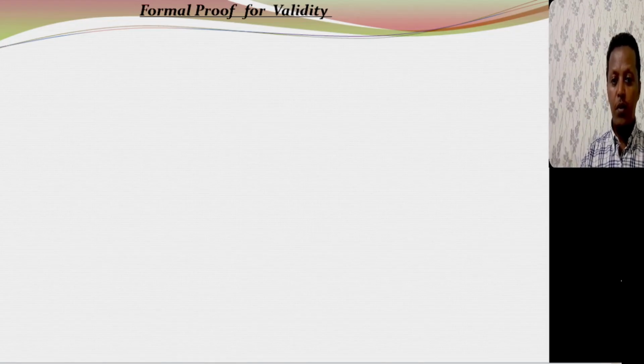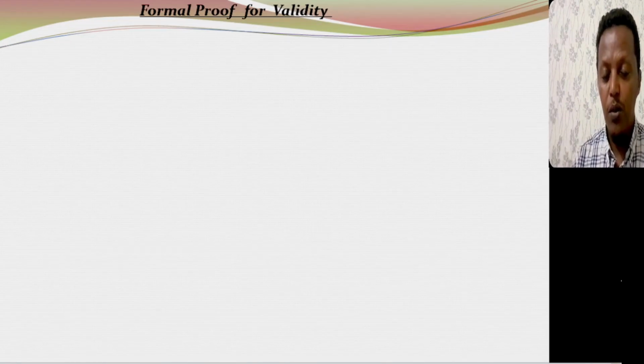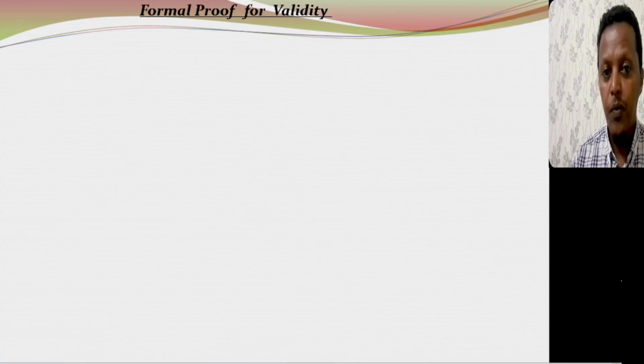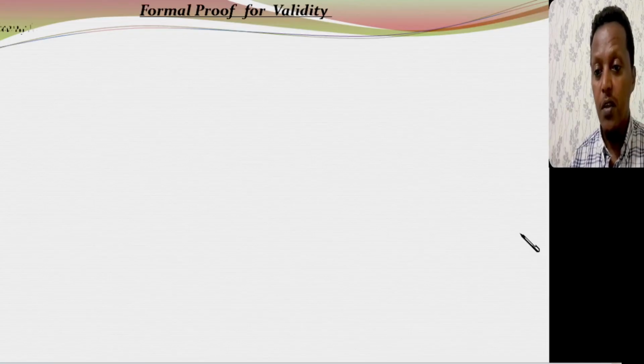Formal proof for checking the validity of an argument. Under this method, first we assume the premises to be true. Based on that assumption, we check whether the conclusion is true or not. So let's take an example.